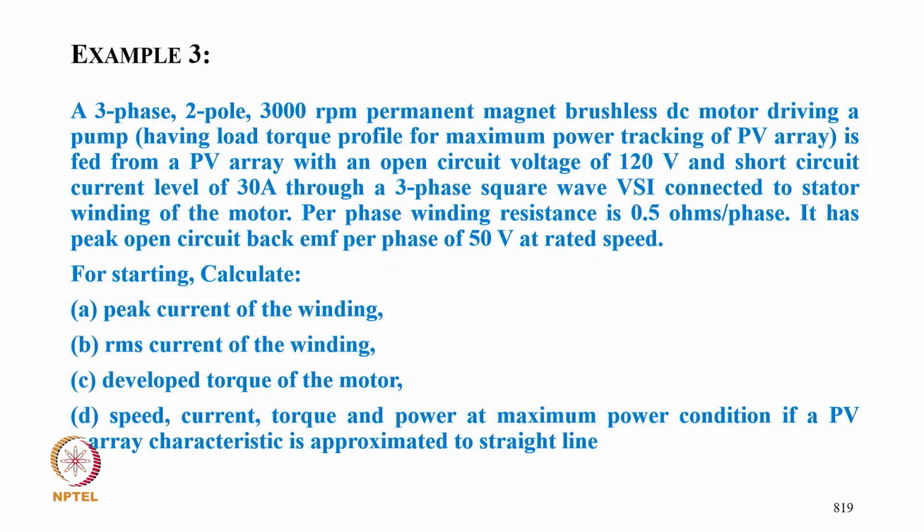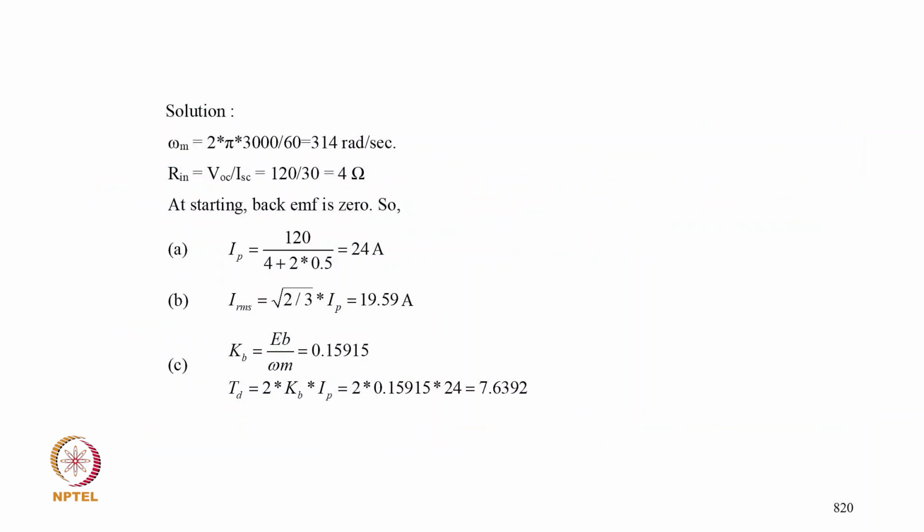So for starting, calculate the peak current of the winding, RMS current of the winding, developed torque of the motor, and speed, current, torque, and power at maximum power condition if the PV array characteristic is approximately a straight line. Coming to the solution, omega m is 2 pi times 50, it comes 314 rad/s, and VOC upon ISC is 4 ohm.